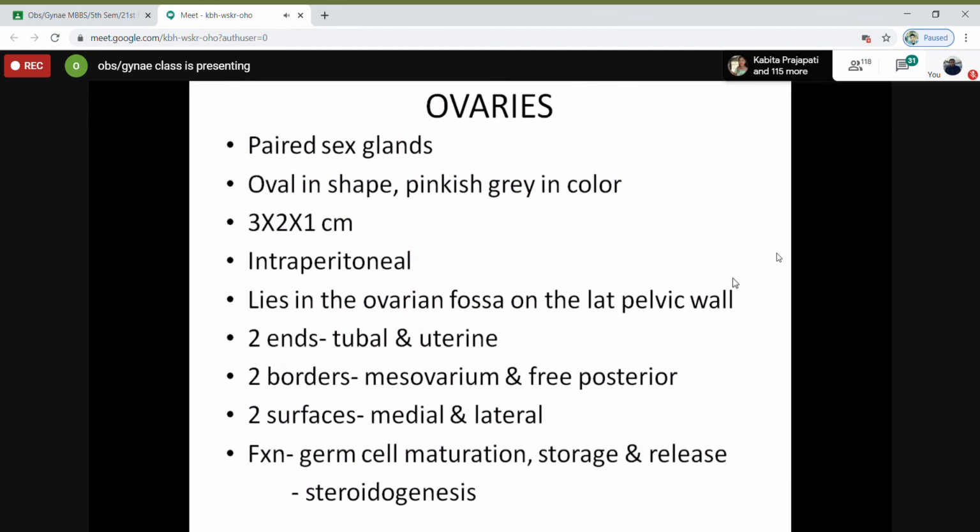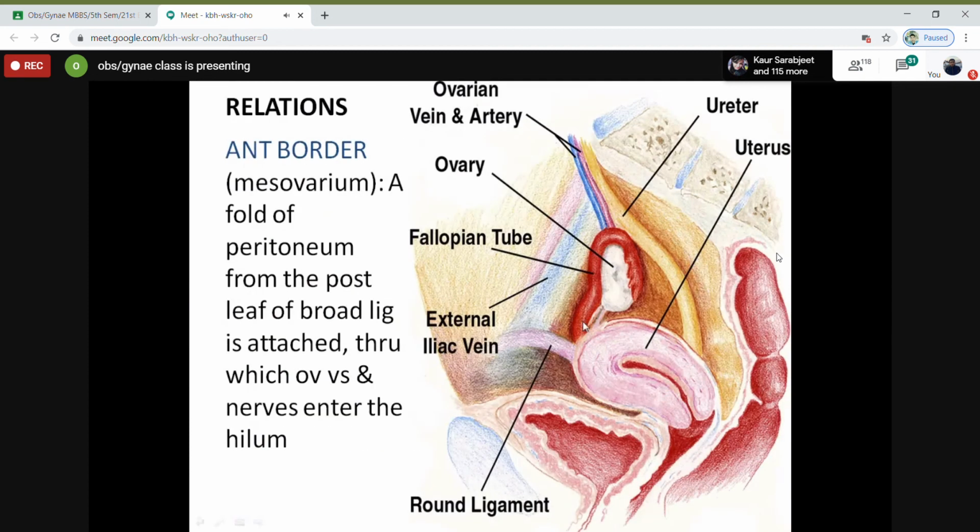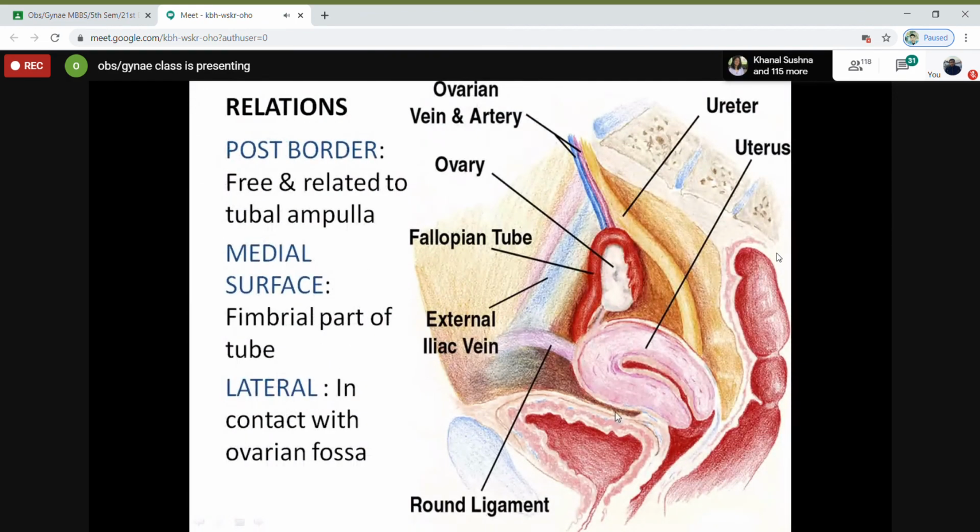Now it lies in the ovarian fossa on the lateral pelvic wall. See, this is the ovarian fossa. This is the front, this is the bladder. Here we have the rectum. What you are seeing is medial. It is lying on the ovarian fossa. So that is lateral, because you can see the bone over here. That is lateral over there.